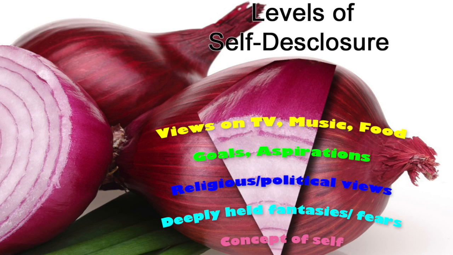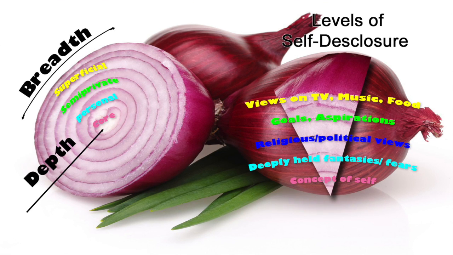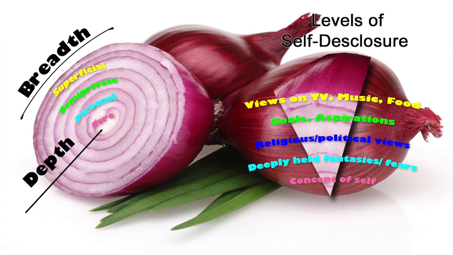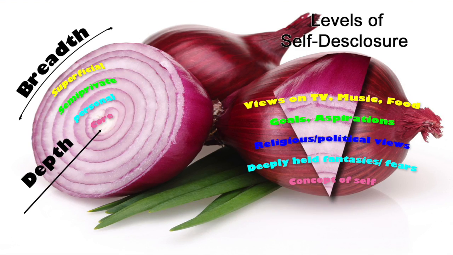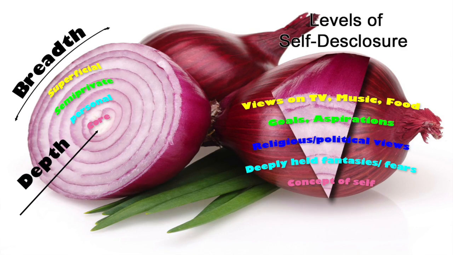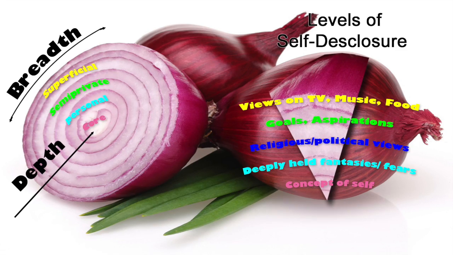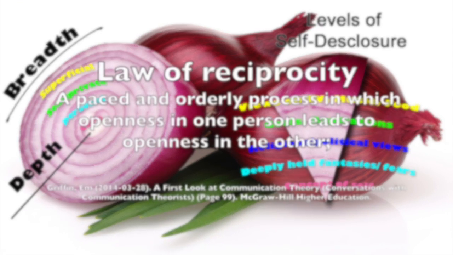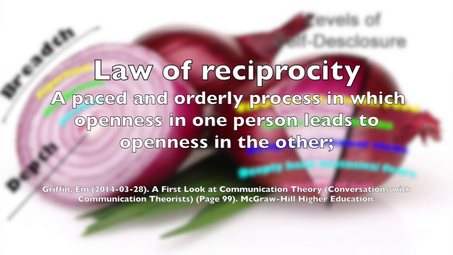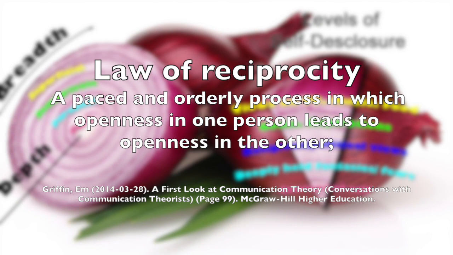If you were to try and simplify this theory to its most basic form, it's basically trying to achieve a deeper intimacy with another person through self-disclosure. And the only way that that is possible is through the law of reciprocity, which is a paced or orderly process in which openness in one person leads to openness in the other.